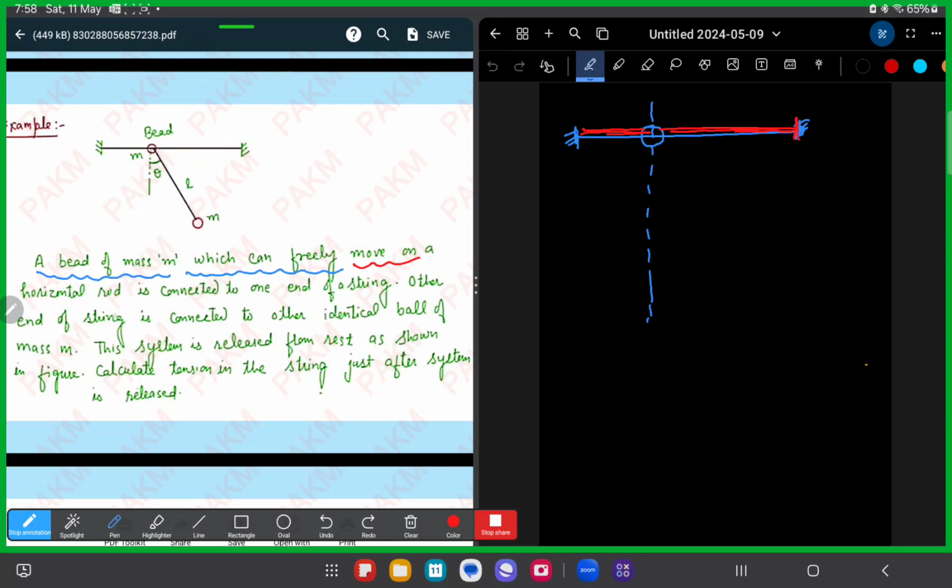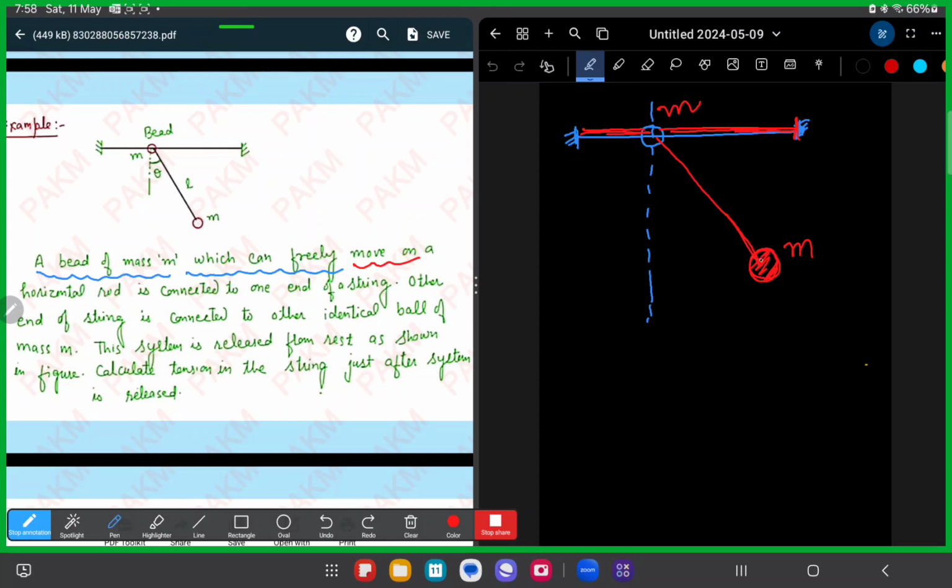End of the string connected with one of the string. This is a string of mass m connected to another identical ball of mass m. Here this is a bead of mass m and this is a ball of mass m. Fine. The system is released from rest as shown in the figure. Calculate the tension in the string just after the system is released.